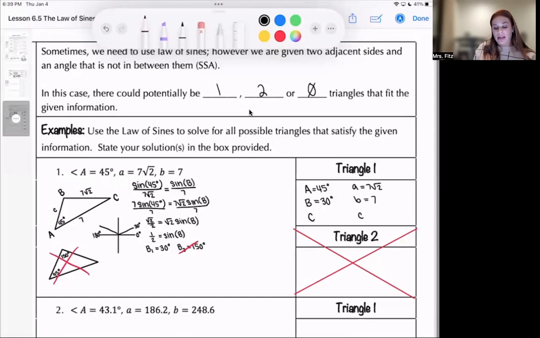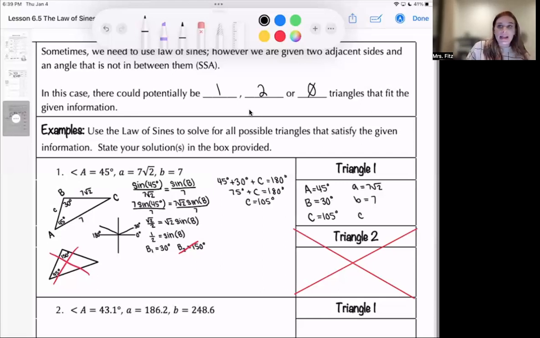Now, pretty easily, we can come up with C using triangle angle sum. So we know this is 30 degrees. So we have 45 plus 30 plus C equals 180. 45 plus 30, we get 75, plus C equals 180. If we subtract 75 from both sides, we get C is equal to 105 degrees.